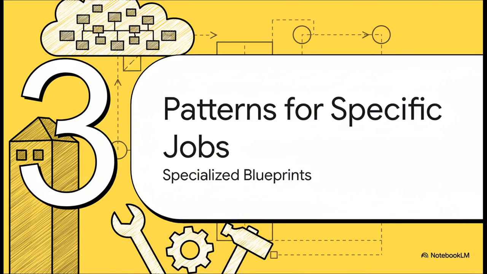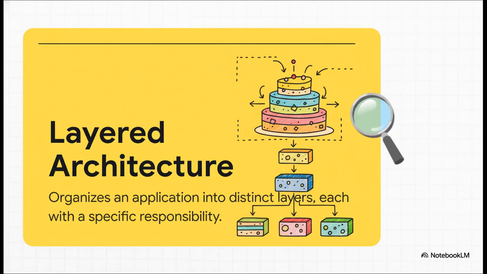Now let's take a quick look at a few other specialized blueprints that are designed for more specific kinds of jobs. First, we've got the layered pattern. This one is all about organization. Seriously, just picture a layer cake. Each layer has its own job, and it really only talks to the layers directly above and below it. This is a super common choice for a lot of business apps because it keeps everything neat and tidy.